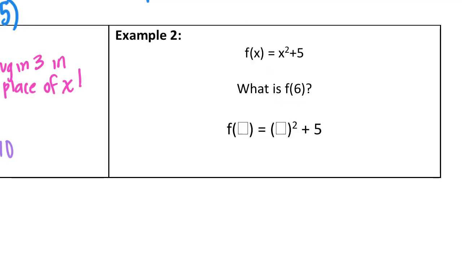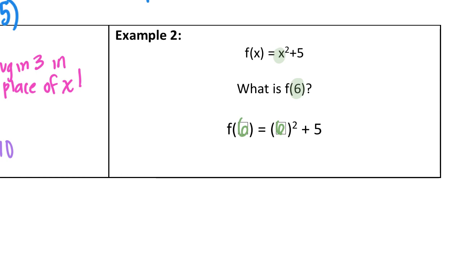Let's try out the same thing for example number 2. Now we're finding f of 6. That means we're taking this 6 and we're plugging it in where we see an x. Now, if there are multiple x's involved here, you would plug that 6 in multiple times, but there's just one 6, so we're going to plug it in there. So we have f of 6 is equal to 6 squared plus 5.